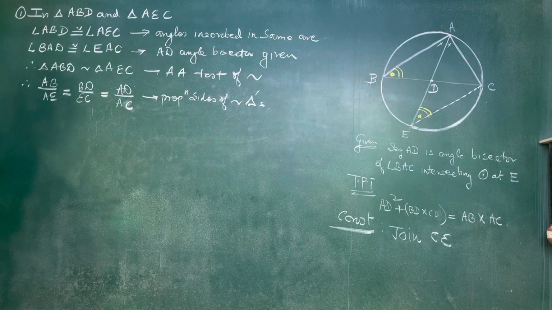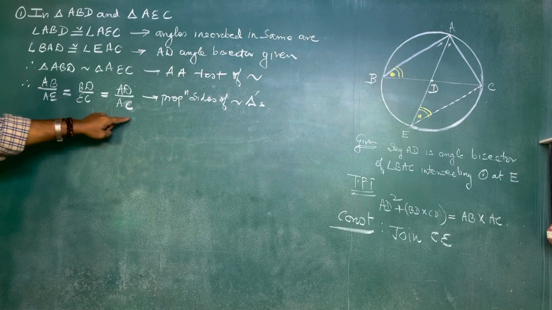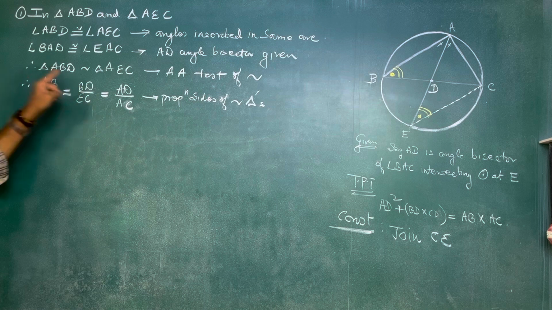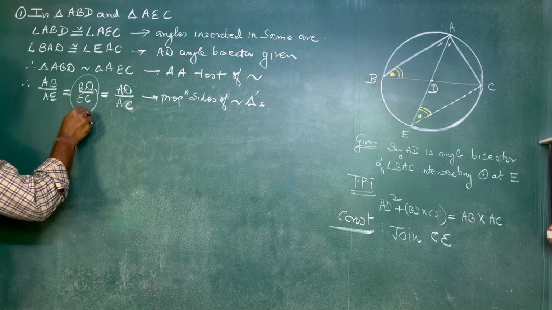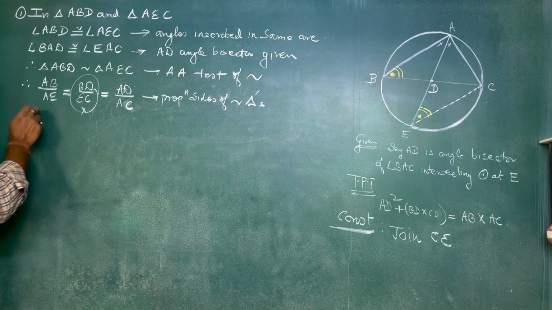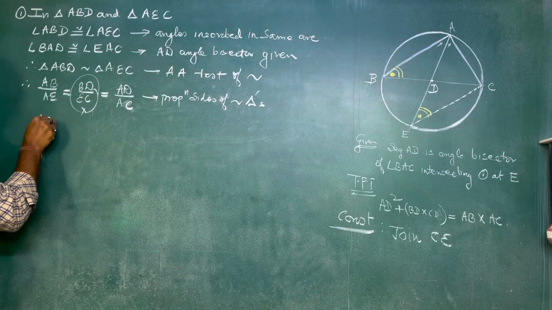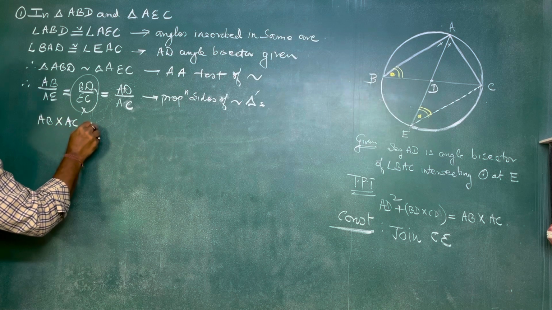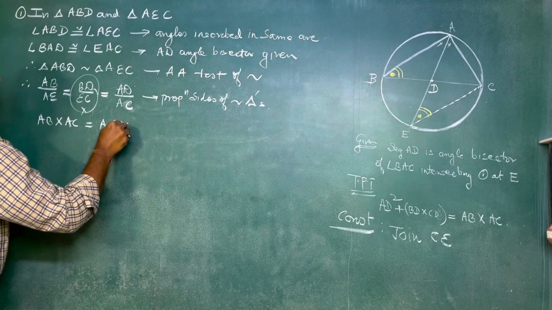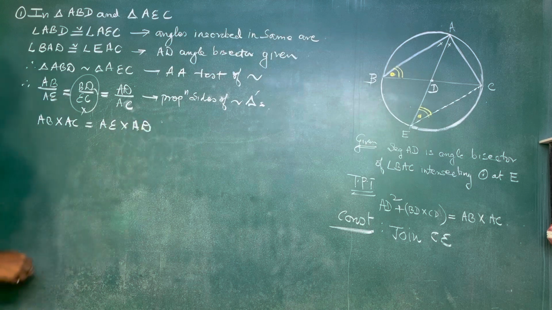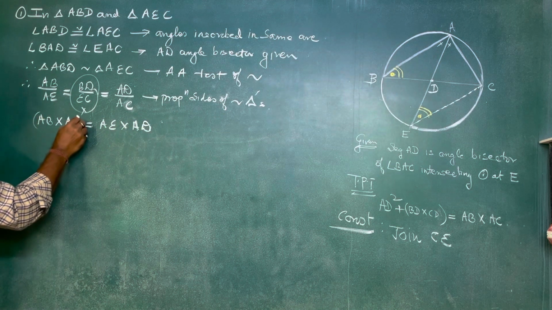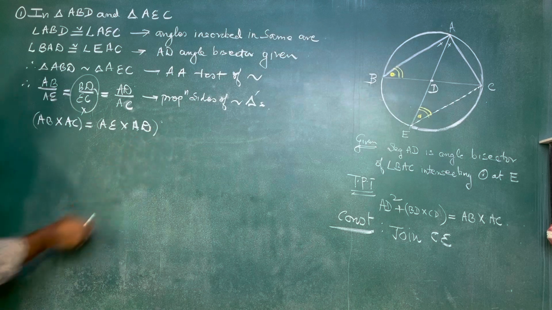Anything there as such here? So if I take AB into AC, that will be equal to AE into AD. So I'll try to ignore this particular ratio. Let's cross multiply. So what I get is that AB into AC is equal to AE into AD. So some part of what is to be proved is there.